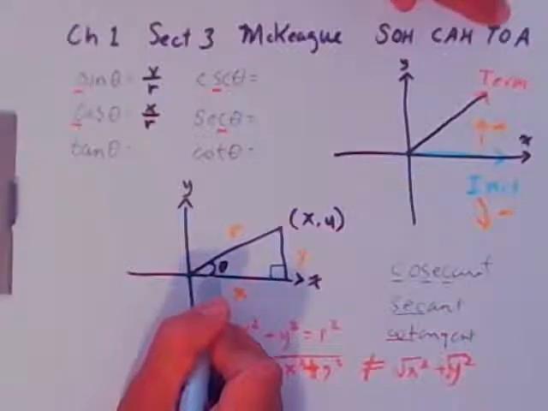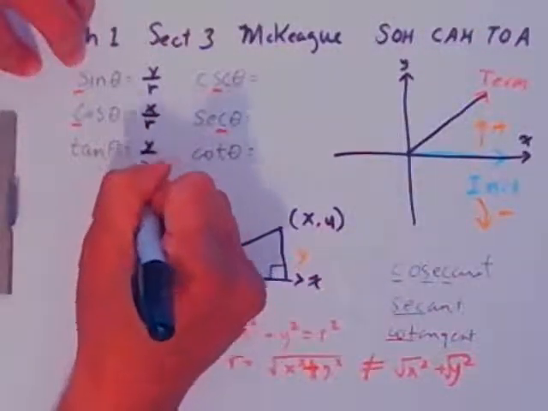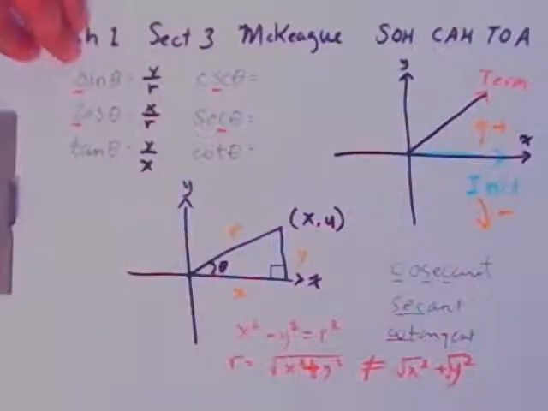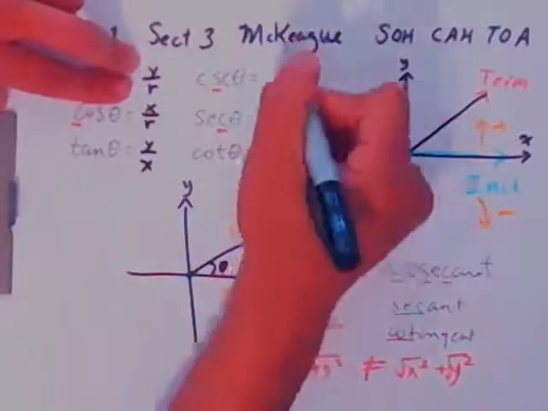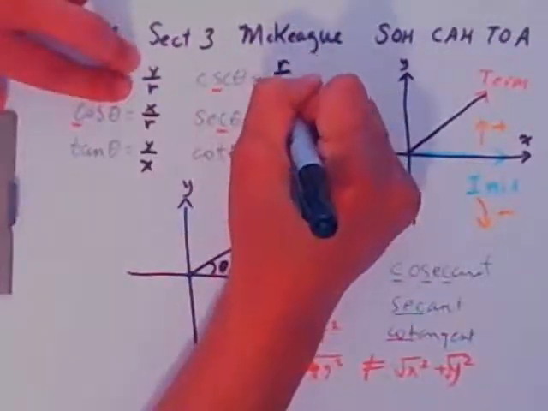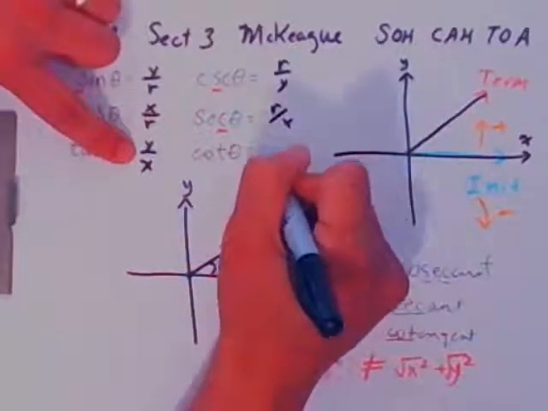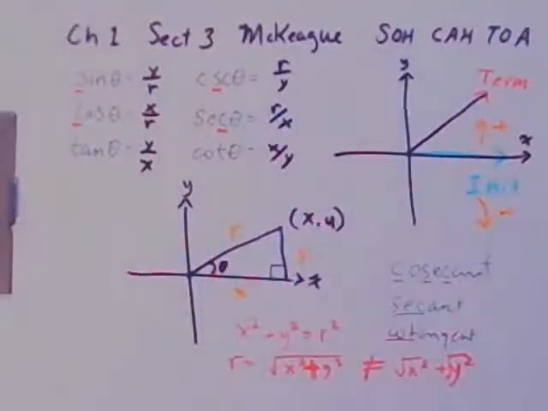The ratio of the opposite side to the adjacent side, y over x. Got to get these memorized, guys, because it's going to come out over and over again. The cosecant is the reciprocal function, which is r over y. Secant is r over x. And the cotangent is x over y. Okay? So there you have it.